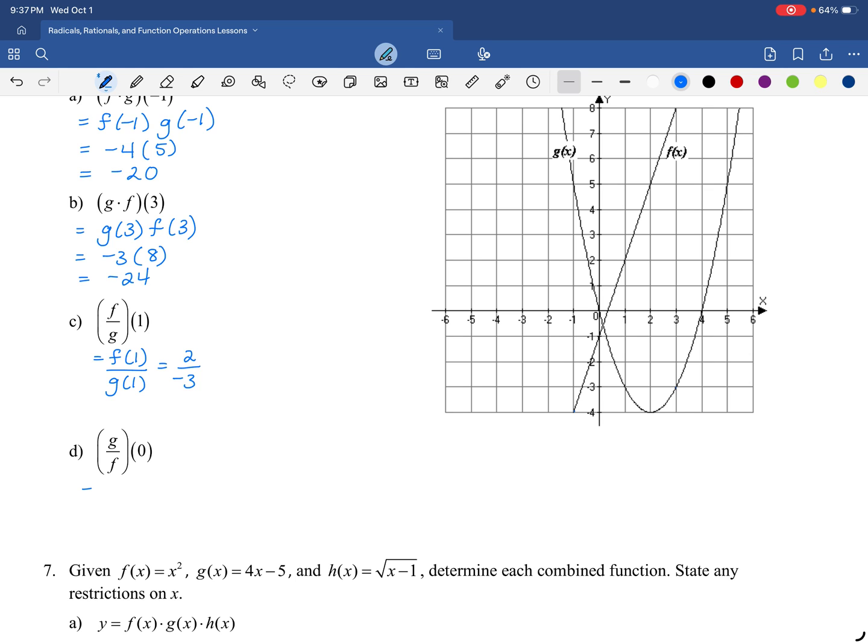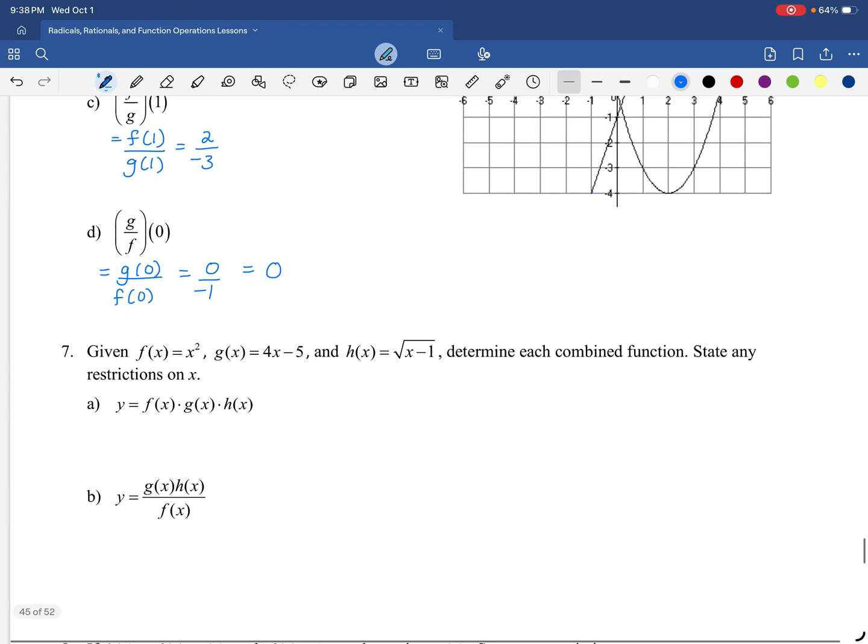Okay, last one here, g divided by f of 0. So we want g of 0 divided by f of 0. Okay, so this is equal to, g is the quadratic. So when x is 0, the quadratic is equal to 0. And when x is 0, the linear function is equal to negative 1. 0 divided by anything is, of course, just 0. So nice and simple. Okay, let's take a look at 7.